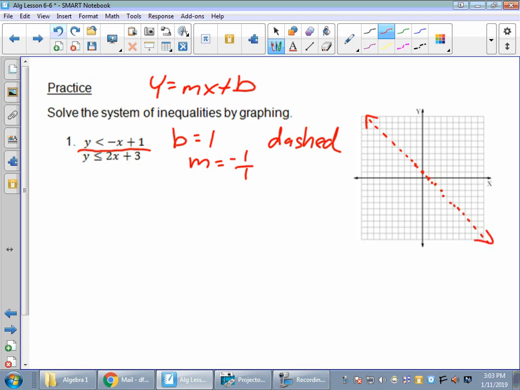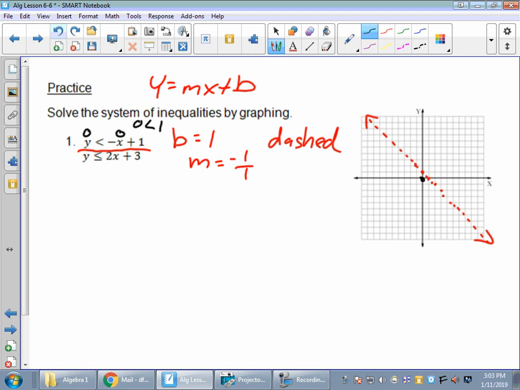And now I'm going to use my test point to get my shading done here. I can use 0, 0 because 0, 0, as you see, is not on that line. 0, 0 is right here. So when I do that, I'm going to plug in a 0 for my x and a 0 for my y. And I end up with a situation where I have 0 is less than 1.